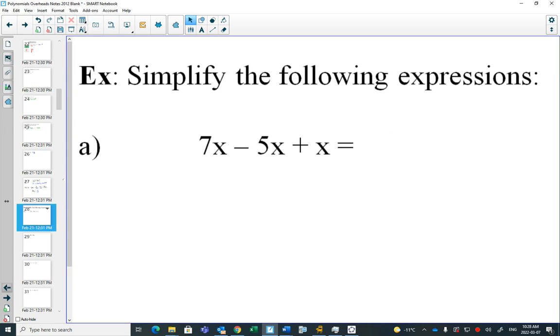Here we go. Here's our next one. Simplify the following. Okay, I'd like you to try these ones on your own. I'm going to walk around. Once you've got a couple answers, we can check them.